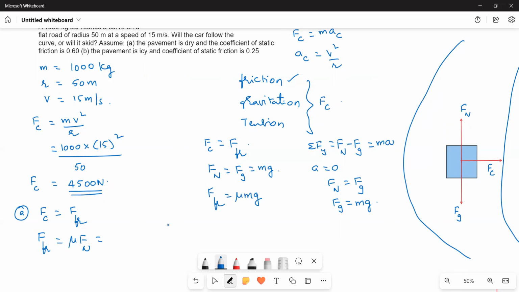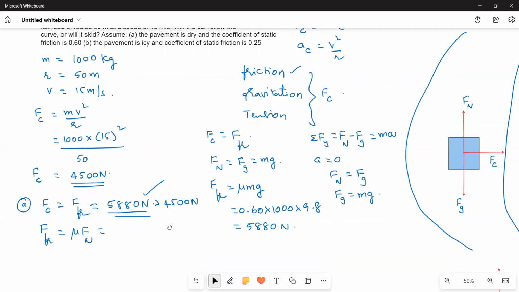Now here in the first case, what is the value? 0.60 times 1000 times 9.8, since g is 9.8. So what is the value? F friction is 5880 newtons. So Fc is equal to 5880 newtons here. Therefore 5880 is greater than 4500, and the car will negotiate the curve. No problem at all.